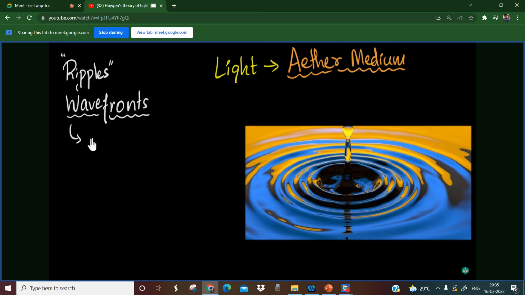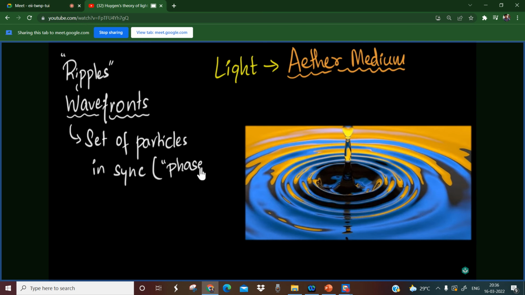So let's clarify what these wavefronts are. Well, let me just define them first and I'll show you. Wavefronts are basically a set of particles which are in sync with each other, which are vibrating in sync. And again, there is a technical term for particles vibrating in sync with each other. We call them in phase with each other. We just need to familiarize ourselves with these technical terms. So what do I mean by this?